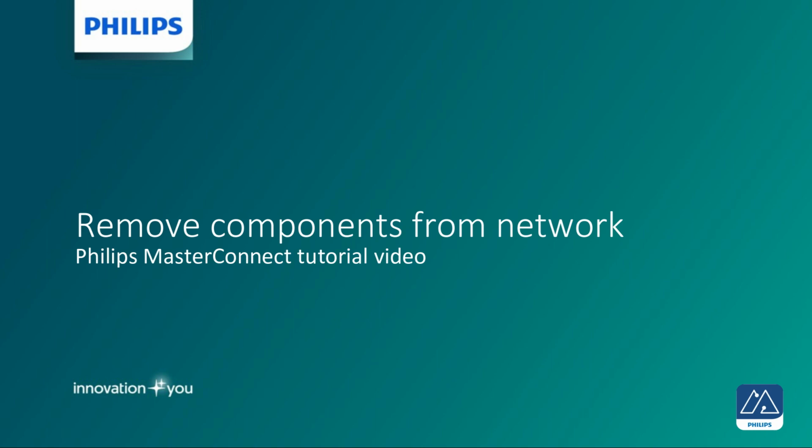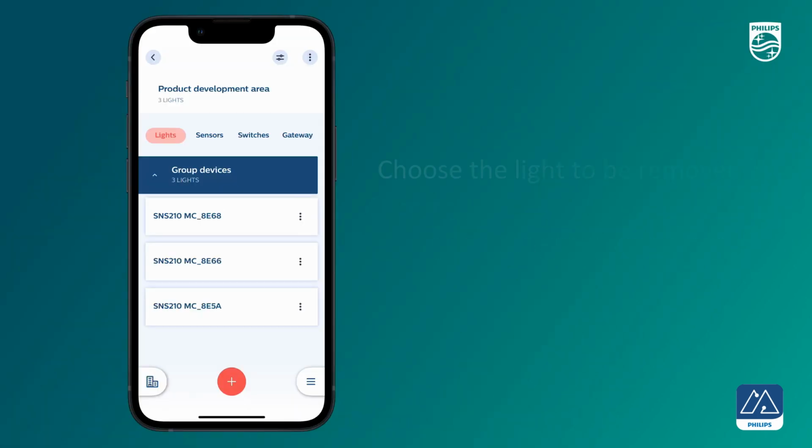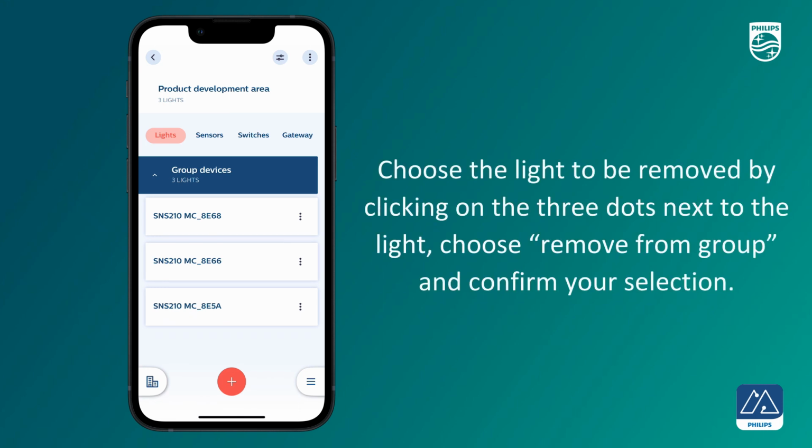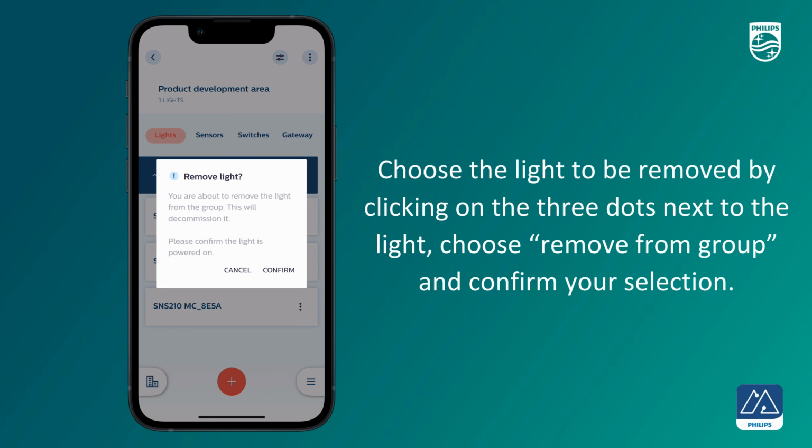Either entire groups or single devices can be removed via the Philips MasterConnect app. To remove a single light from a group, go to the Group Overview. Choose the light to be removed by clicking on the three dots next to the light. Choose Remove from Group and confirm your selection.